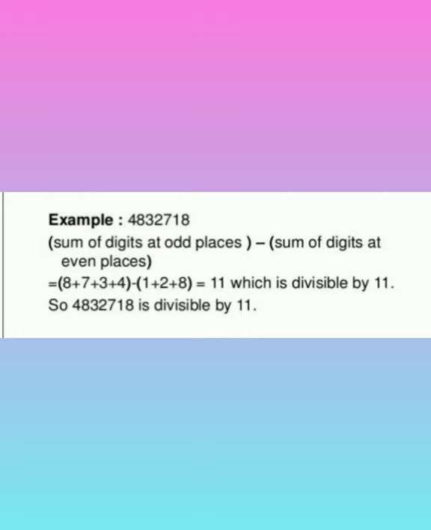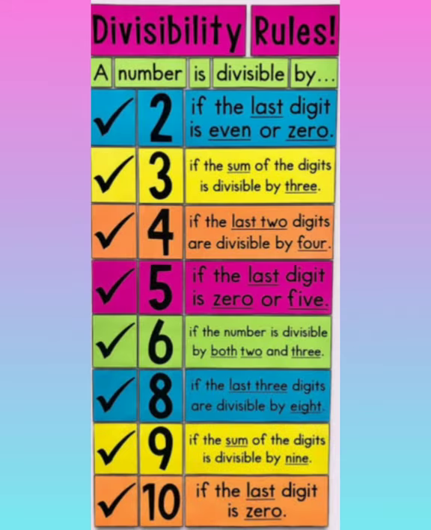483278 is a number. So you take the odd places here. So what are the odd places here? 4, 3, 7, 8 are the odd places. Next, the even places: 8, 2, 1 are the even places. After you subtract these two, you get the answer 11, which is divisible by the 11th table. So this number is divisible by 11.